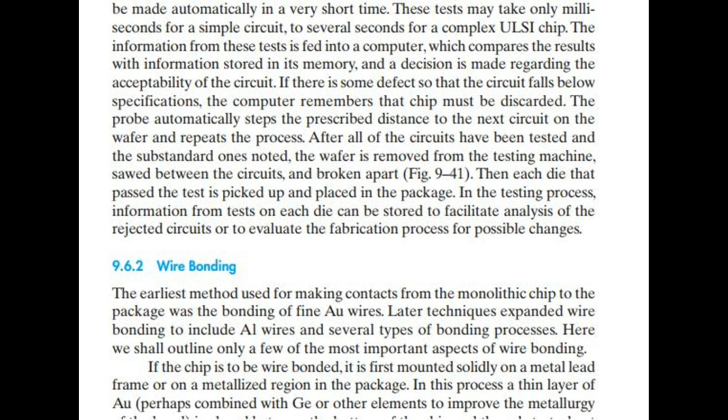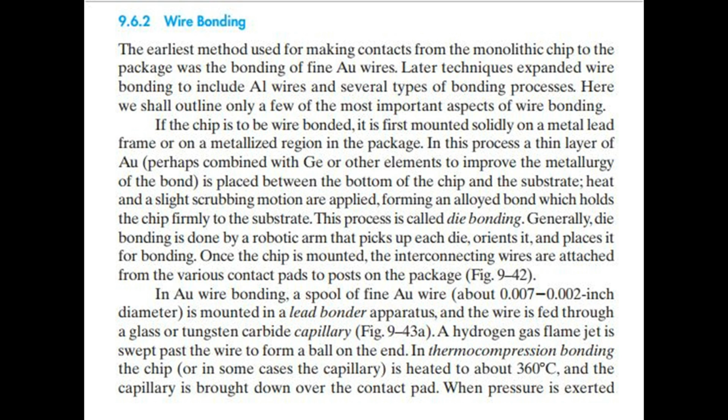In this process a thin layer of gold, perhaps combined with germanium or other elements to improve the metallurgy of the bond, is placed between the bottom of the chip and the substrate. Heat and a slight scrubbing motion are applied, forming an alloyed bond which holds the chip firmly to the substrate. This process is called die bonding. Generally, die bonding is done by a robotic arm that picks up each die, orients it, and places it for bonding.